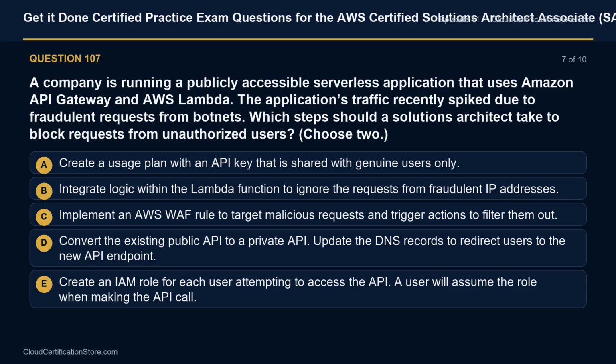Option D. Convert the existing public API to a private API. Update the DNS records to redirect users to the new API endpoint. Option E. Create an IAM role for each user attempting to access the API. A user will assume the role when making the API call.